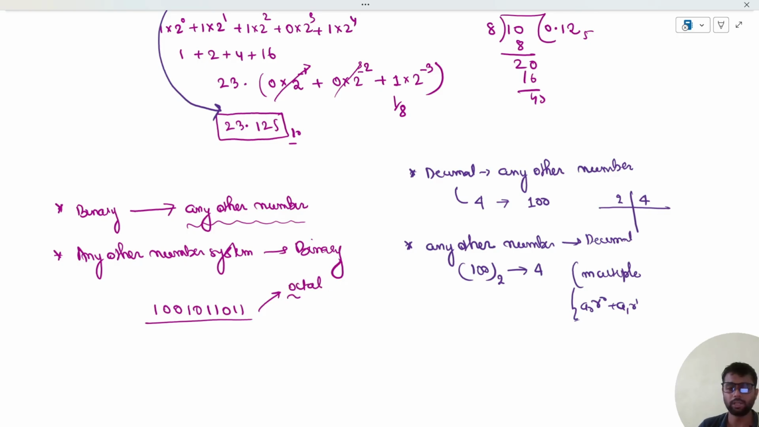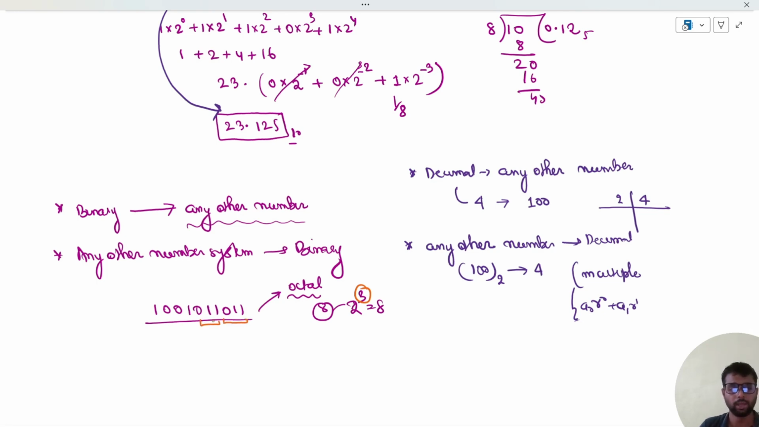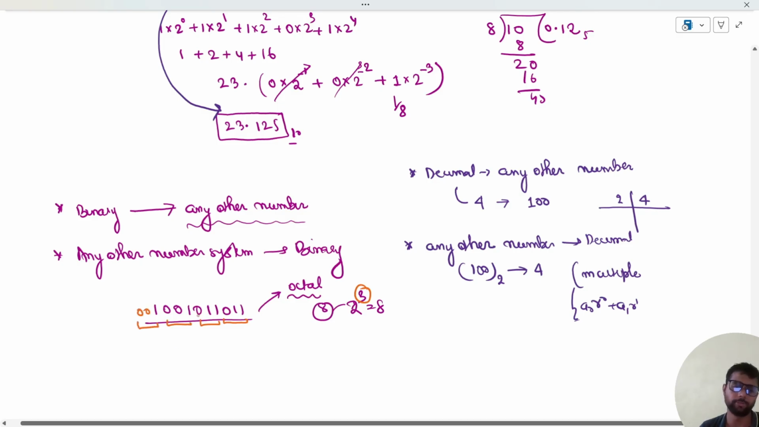So what is the base of the octal number? It is 8. How many bits do you require to represent an octal number? It is 3, because 2 raised to the power 3 is 8. So we require 3 bits. So you make grouping of 3 bits of this binary. This 3, this 3, this 3, and obviously this 3. There is no 3, add 0, 0.